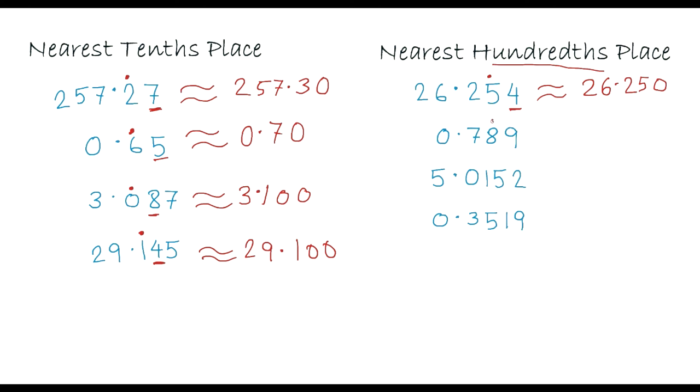Then tenths, hundredths, this is the place, and the next right side digit. As it is more than 5, we will write 0.790, because here we have more than 5, we will add 1 here. Next one, tenths, hundredths, and the next right side digit is 5, that will bring us here. We will add 1, so 5.0200.